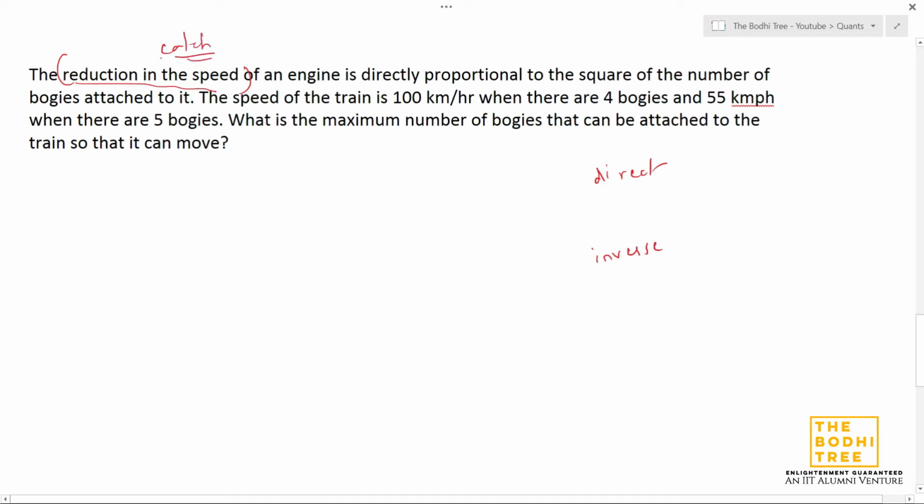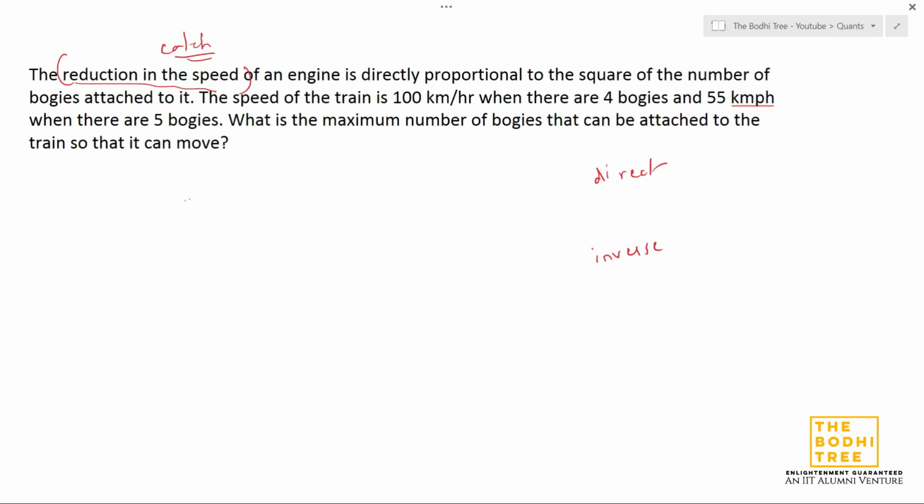To the square of the number of bogies attached to it. What do they mean by this? When we increase the amount of bogies attached to an engine, naturally its speed is going to go down, right? Because the engine now has to pull with the same capacity that engine has, it has to pull more amount of bogies, right? More amount of bogies or the containers, right? The engine has to pull more amount of these bogies now.